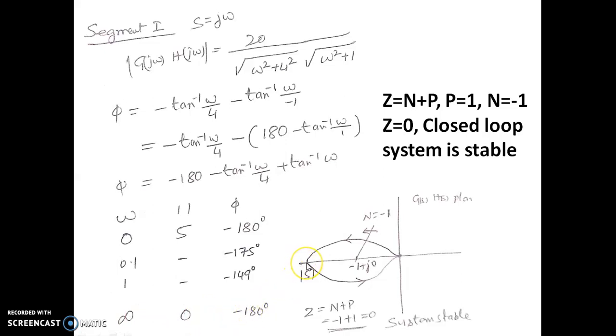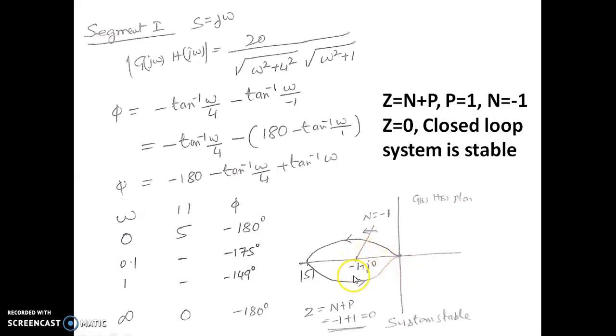So with the magnitude of 5, it is going down here. You can see this is -180, this is -175. It is going down and then again goes back to -180 degree. So this is segment 1 mapping onto the GH plane. We know that segment 2 is still a dot at the origin. Segment 3 happens to be the mirror image of this. You can see the mirror image of this is over here.